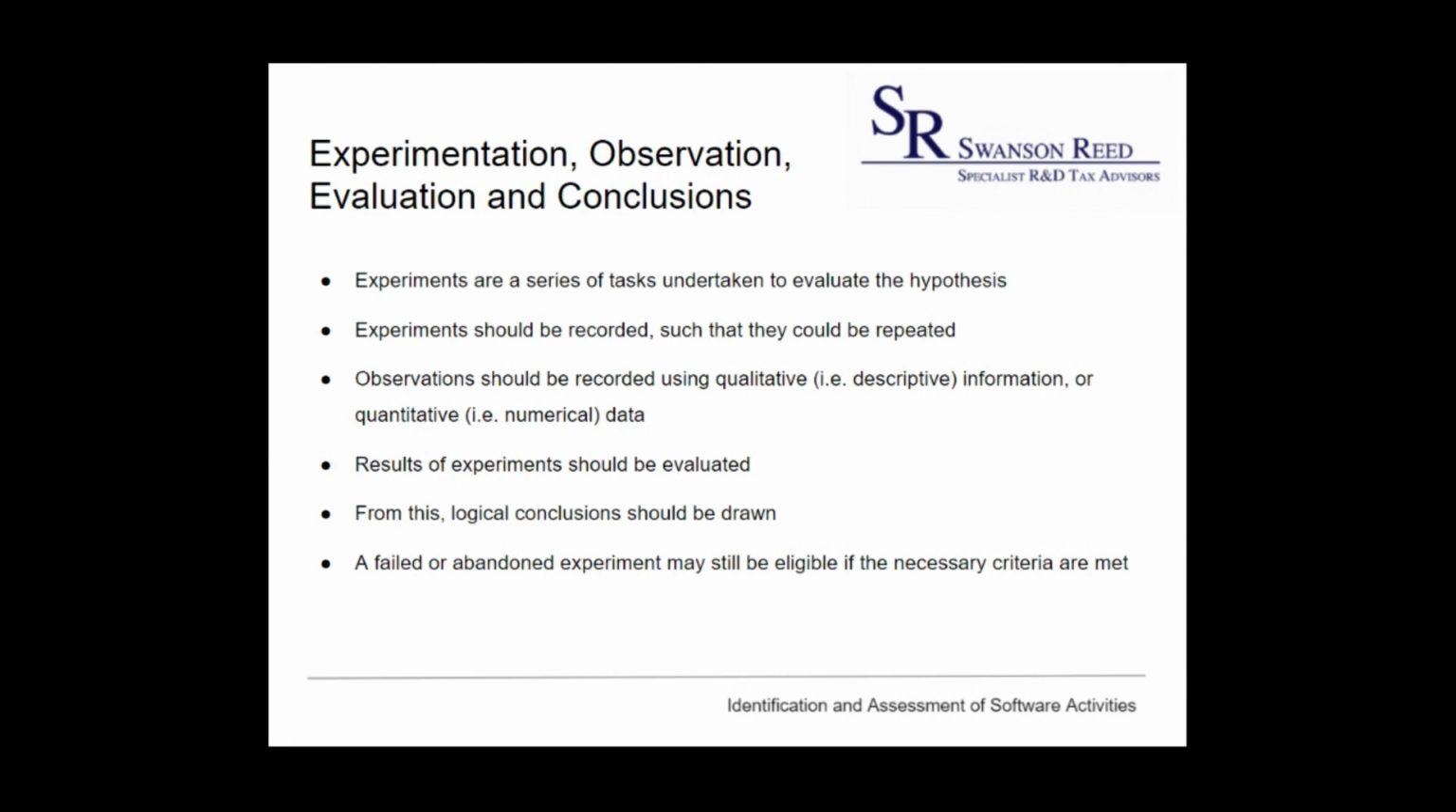For example, they may involve the application of different iterations of proposed code solutions to a problem where the outcome is unknown. The experimental steps should be recorded in such a way that they can be understood or repeated by a competent professional in the field if required. Applicants should observe, measure, and record information and results that relate to the experiment, using qualitative, i.e. descriptive information, or quantitative numerical data.